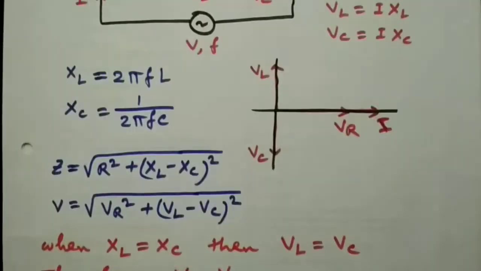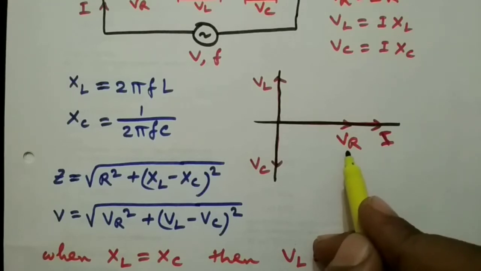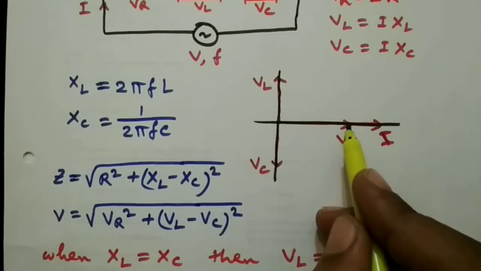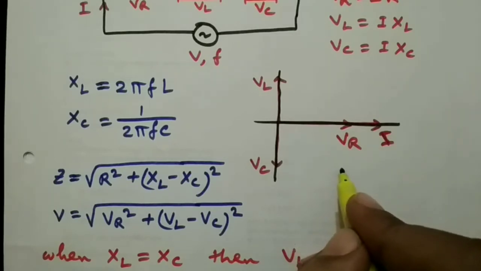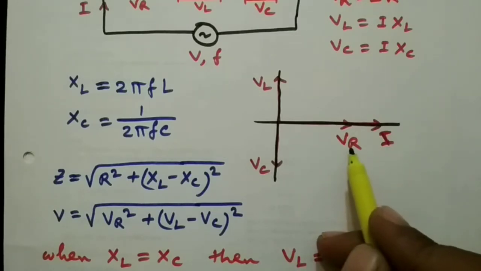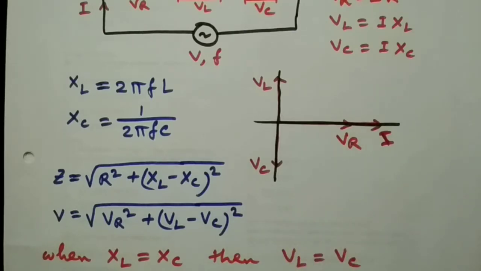And VR is the voltage drop across the resistance. It will be equal to the supply voltage, and then it will be in phase with the current. That means the phase angle between voltage and the current will be 0. Therefore, the power factor will be equal to 1.